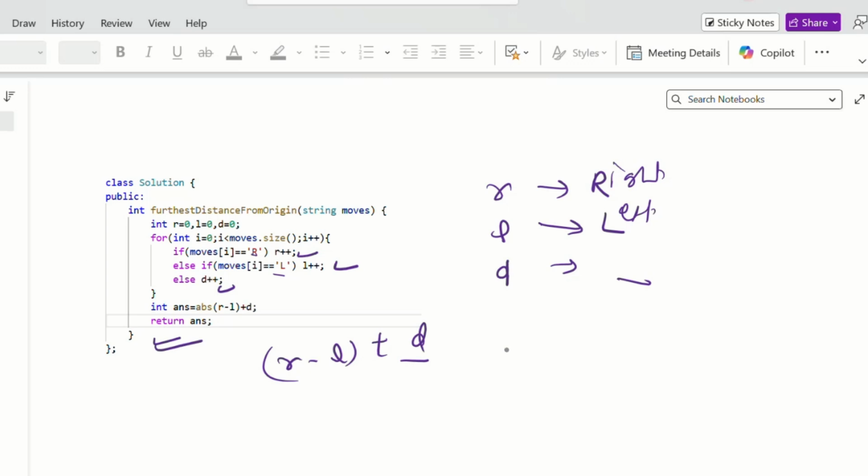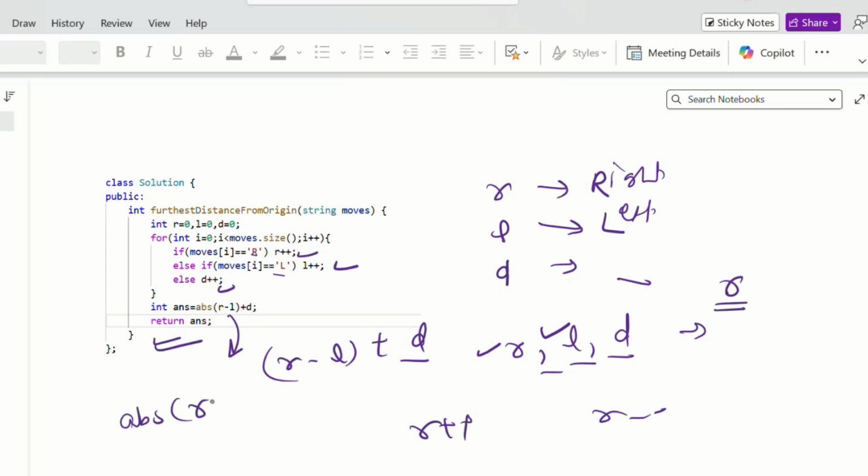In this case, I have used R, L, and D. But instead of using these two integer values R and L, you can use just R. In case of R, you do R plus plus, and in case of L, you do R minus minus. Then in place of this, you can directly return absolute of R plus D. That can also work. These are integers only, so they will not take much space. It will be constant in both cases, so you can choose either of the two.